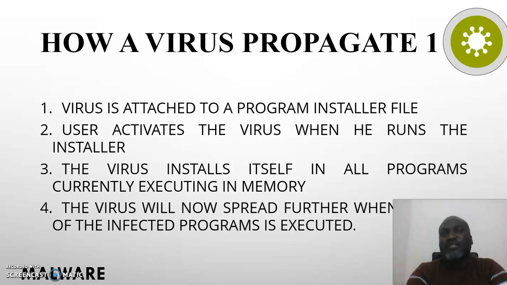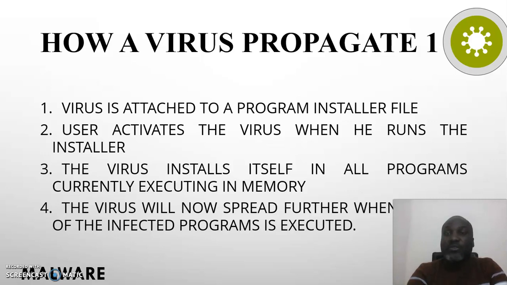Now, how do viruses propagate, or how do they work? So, the first thing that the virus will do is it's going to attach itself to a program installer file, and when the user activates that installer, the virus will be active. So the installer can be a software that maybe you think is legit, and the moment you click on it, then the virus also alongside will also be installed.